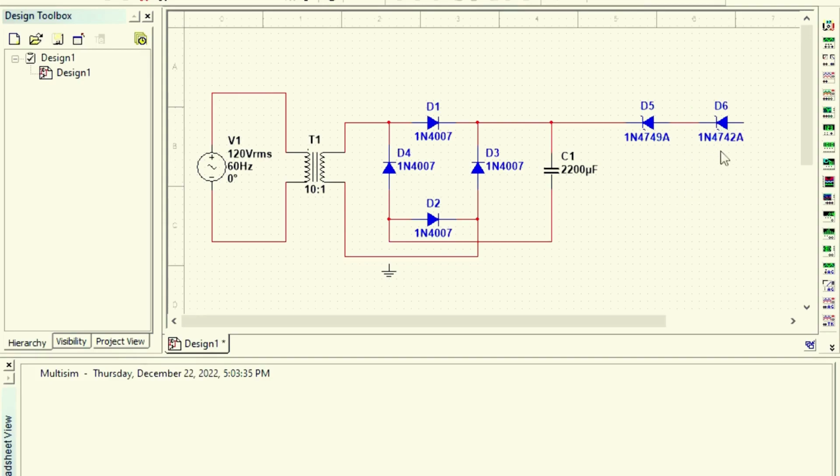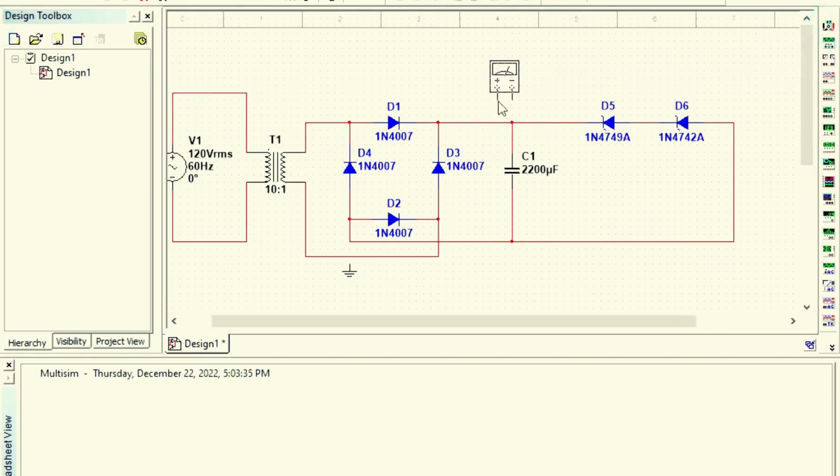Connect the cathode of the 24 volt Zener diode to the positive side of the capacitor, and the anode of this diode connects to the cathode of the 12 volt Zener diode. Now the anode of this diode connects to the negative side of the capacitor. This is completed. Now we are going to test it by using multimeters.